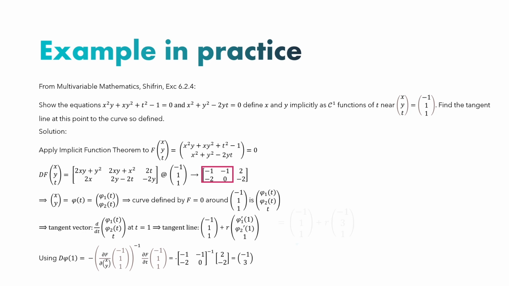So that means we can go back and fill in this value here for our derivative. So the tangent line then is going to be the point that we're concerned with, minus 1, 1, 1, plus a scalar r times the tangent vector, which we've now concretely determined to be minus 1, 3, and then the 1 that we already had. So there we go. This is the equation of the tangent line in 3D space for the curve that was implicitly defined by setting this function capital F equal to 0.